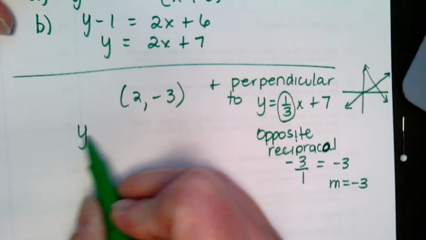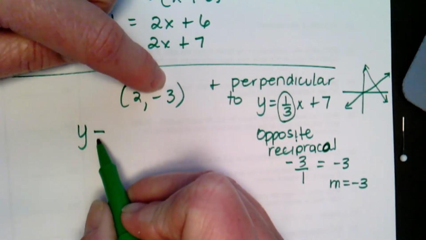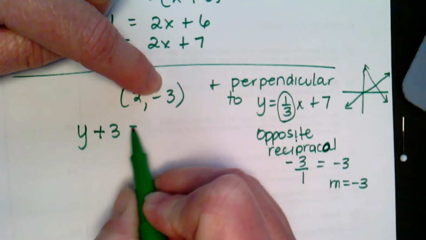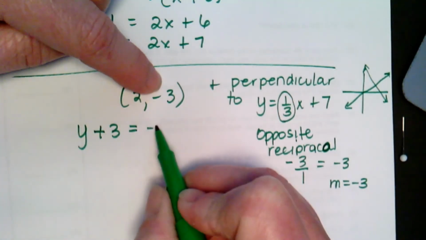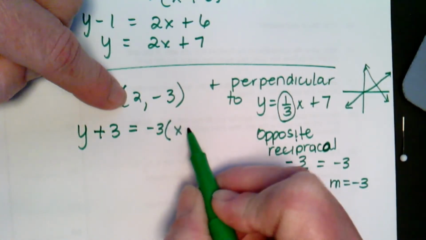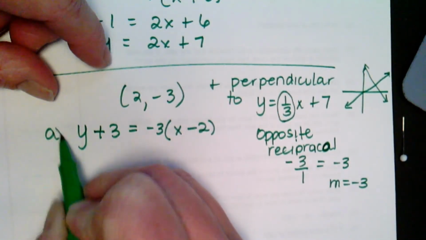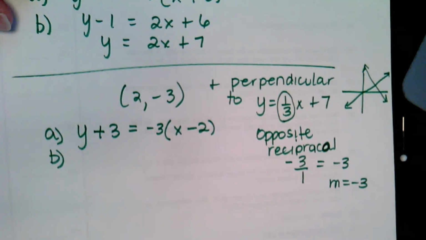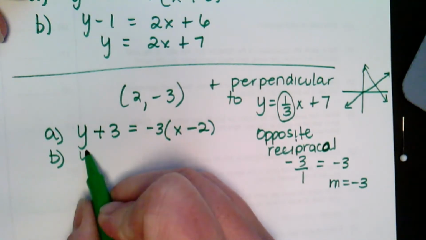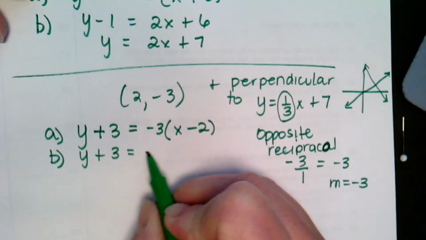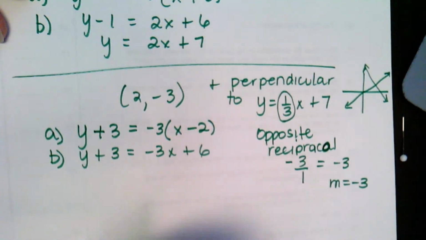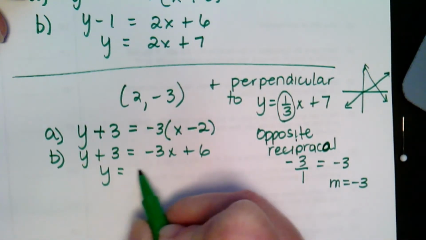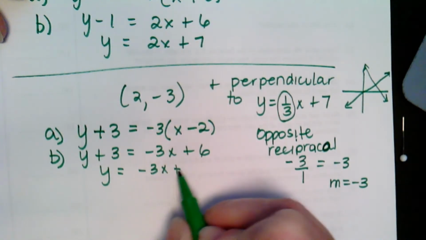Plug in what we know. Y, take away -3, our slope, x minus 2. So there is our point slope form. Simplify it to get our slope intercept form. Distribute first. Subtract 3 from both sides.